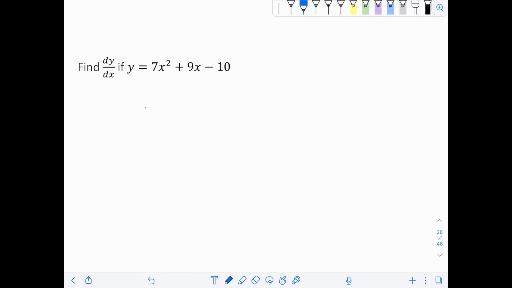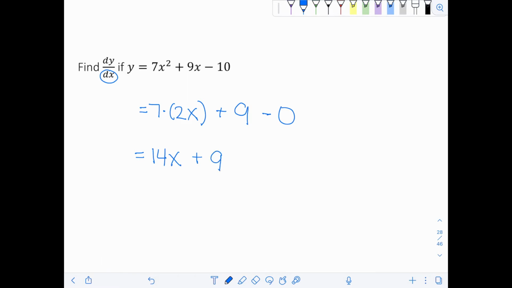And so if we would take the derivative of this, I'm just going to look at the right side first. Everything on the right side has x's, no y's, and we're taking the derivative with respect to x, so that means everything's the same. So to take the derivative here, it's going to be 7 times the derivative of x squared, which is 2x, plus 9x, the derivative is 9, 10, the derivative is 0. And I can simplify that to be 14x plus 9.